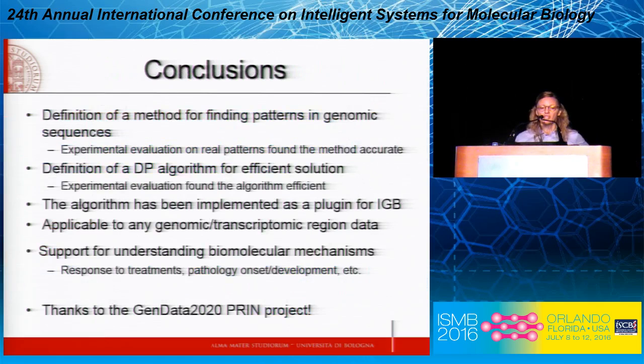So in conclusion, we defined a method for finding patterns in genomic sequences, and we proved the validity and accuracy of the method through real data provided by Polytechnic of Milano. We defined a dynamic programming optimized algorithm for the efficient solution of the problem. The algorithm has been implemented as a plugin of IGB that is applicable to any genomic transcription region data, and it offers great support for understanding biomolecular mechanisms, let's say response to treatments, pathology onset, and so on and so forth.